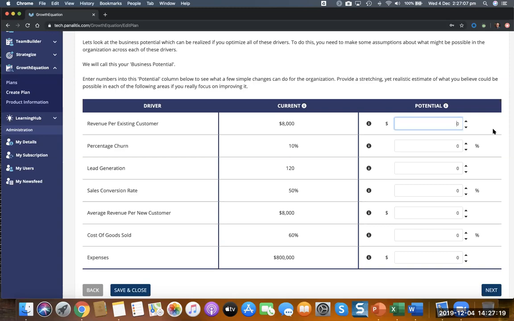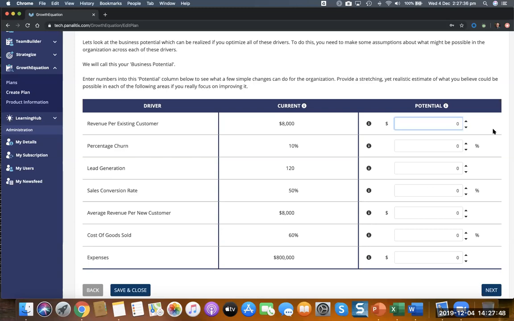So the way we do that is simply to have a conversation with the client. So John, Mary, let's start with revenue per existing customer. Right now, you're sitting at around about $8,000. If you really focused on that, what ideas do you have that would help you improve that number? And then let the client give you a few ideas. If they come up with the ideas and they're closest to their business, they're more likely to own the number that they set as a target.